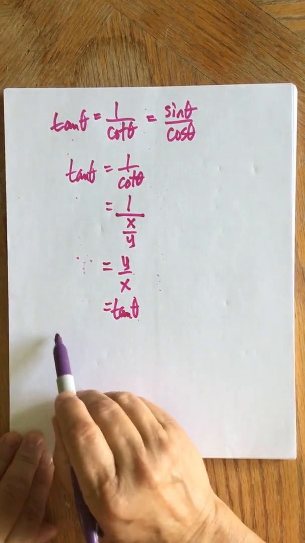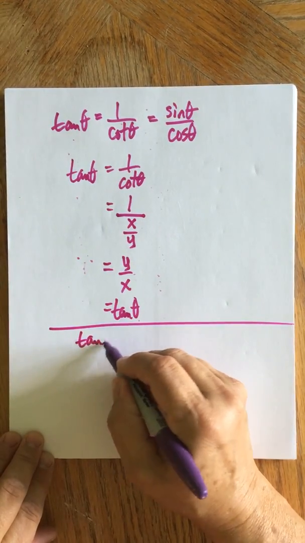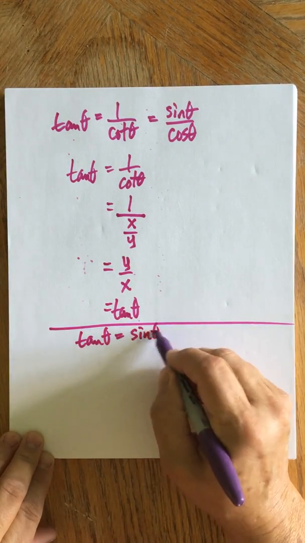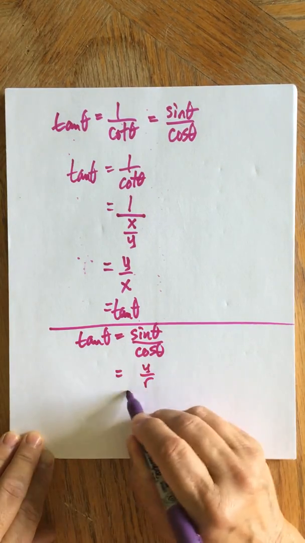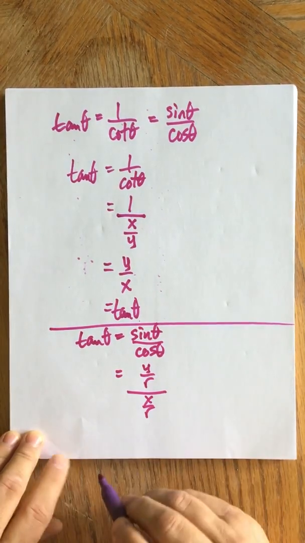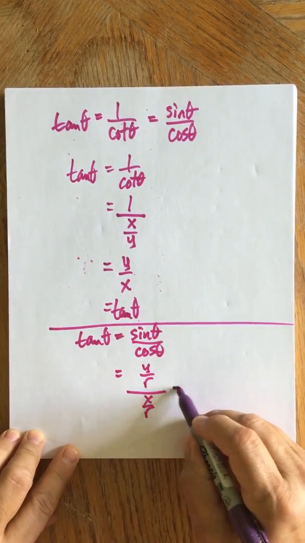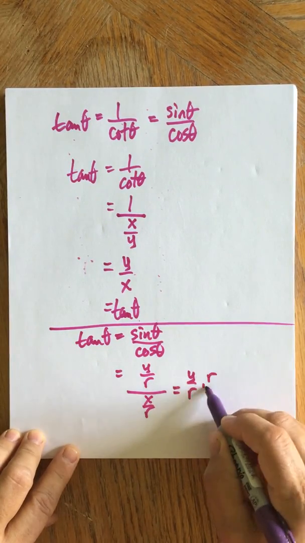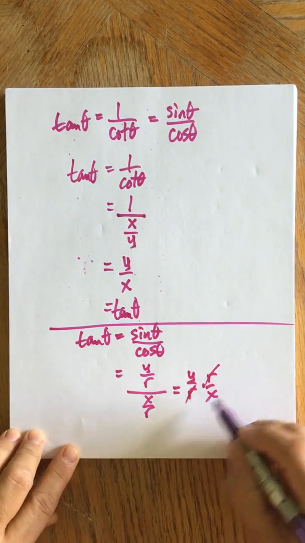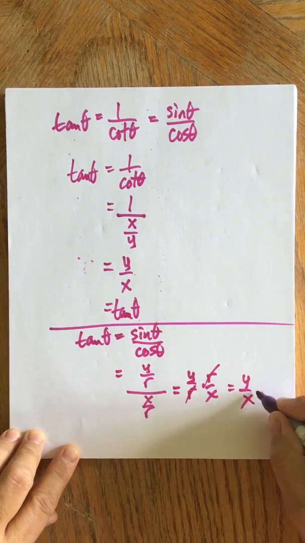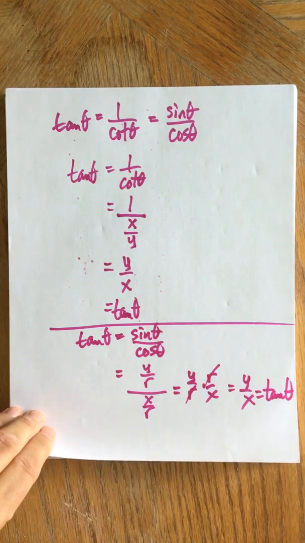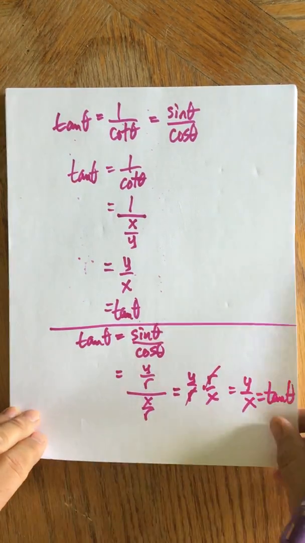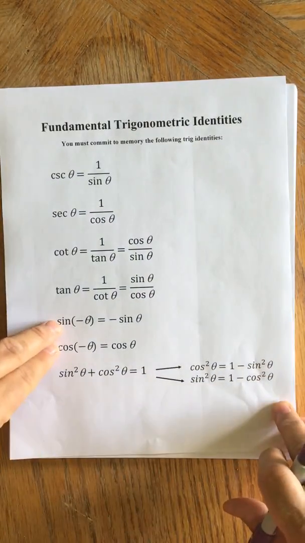Okay. Now for the other one, to show that tangent theta is the same as sine theta over cosine theta, again, I'll just apply the definitions. Sine is y over r, cosine is x over r. But when I flip and multiply, I'm going to get y over r times r over x, right? And of course the r's cancel out, and I'll get y over x, which we know is tangent theta. Now technically I should be working down, that would be a lot better, but you won't be able to see everything.